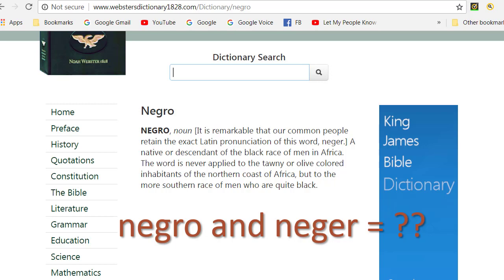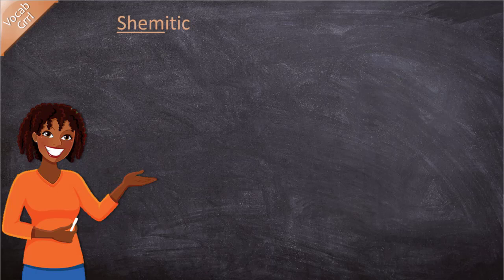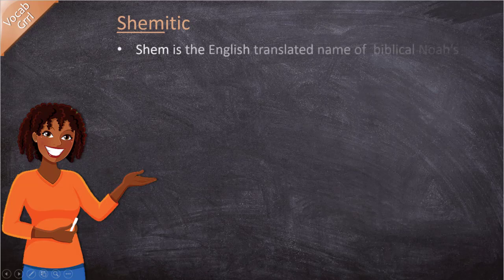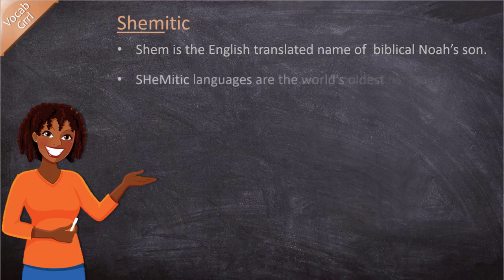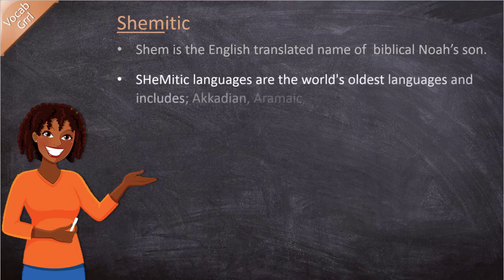Vocab Girl, can you give us a little background on the term Shemitic? The root word of Shemitic is Shem. Shem is the English translated name of biblical Noah's son, who is the progenitor of the Shemites, not the Semites, making them a Shemitic people. Shemitic languages are the world's oldest languages and include Akkadian, Aramaic, Hebrew, Arabic, and Ethiopic.